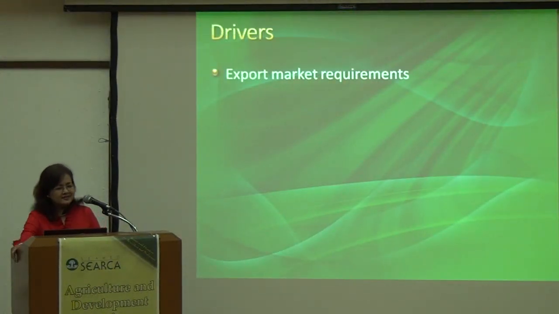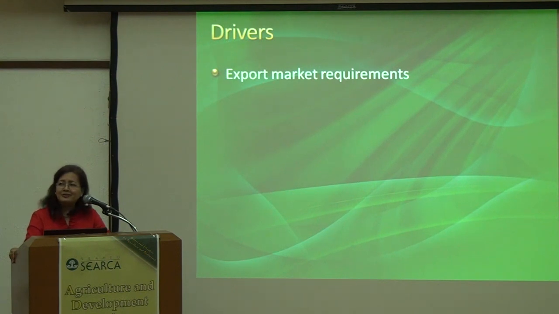Alright, export market requirements. There are a lot of suppliers here, or assemblers of foods, or exporters, who are actually requiring their growers. They have farmer suppliers of mangoes, and they require their growers to abide by certain standards. For example, they dictate the brand of chemicals they will use, because the export market has its own requirements, like the MRL. What is MRL? It's a maximum residue limit.